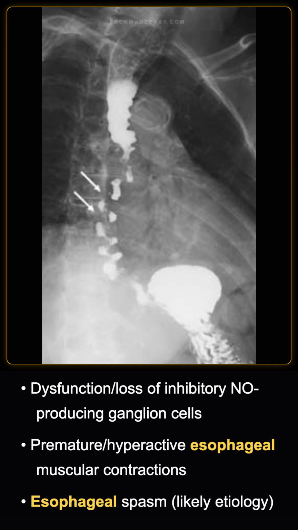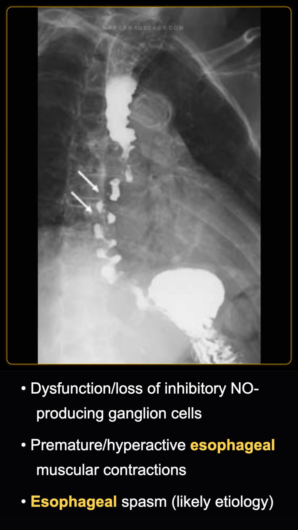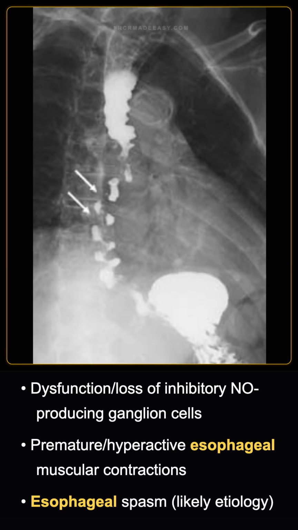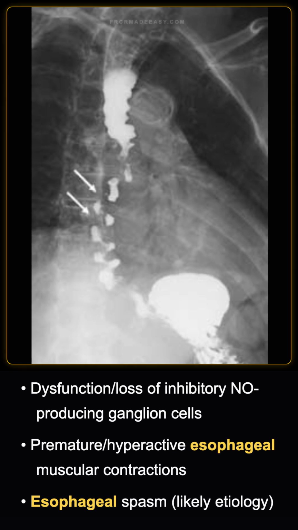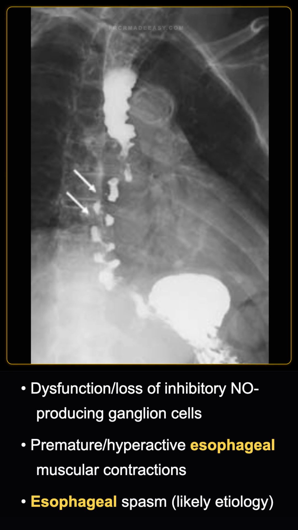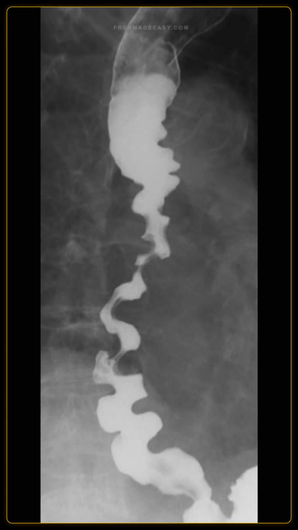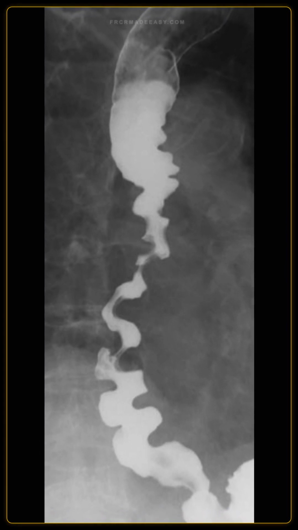Based on that, it is thought to result from a dysfunction or loss of inhibitory nitric oxide-producing ganglion cells in the distal esophageal wall, causing premature and hyperactive muscular contractions. What is the clinical presentation of this condition, and what mimics must be ruled out?